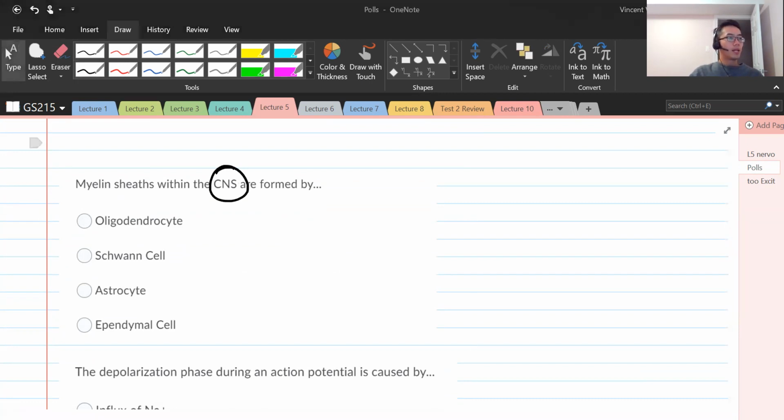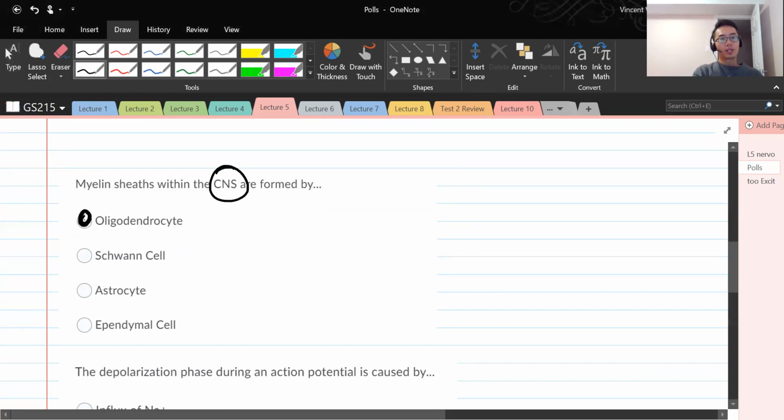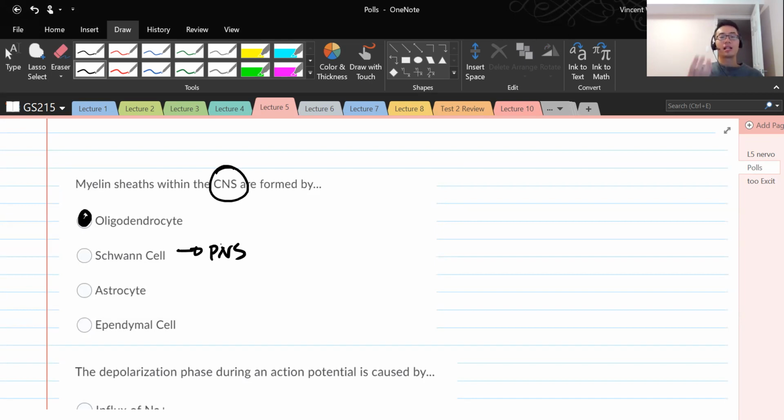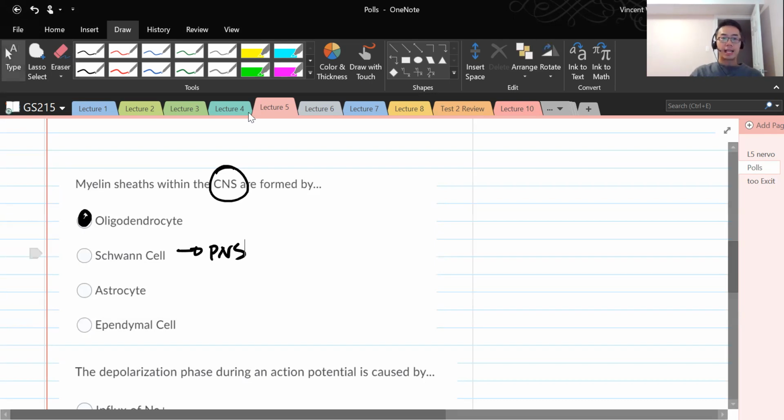Okay, so we have half. Basically, this is just factual recollection, right? Oligodendrocytes are the ones that form myelin in the CNS. Okay, this one is the PNS. So again, we have pretty much the same cell doing the same thing. But if you find it in the CNS, we call it oligodendrocytes. If you find it in the PNS, then we call it Schwann cells. Okay.